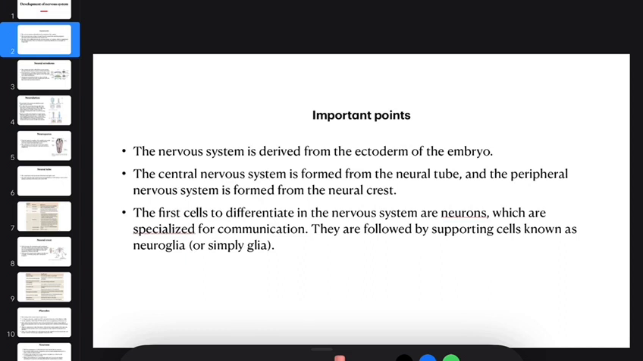The first cells to differentiate in the nervous system are the neurons, which are specialized for communication. These are followed by the supporting cells known as the neuroglia or simply glial cells.